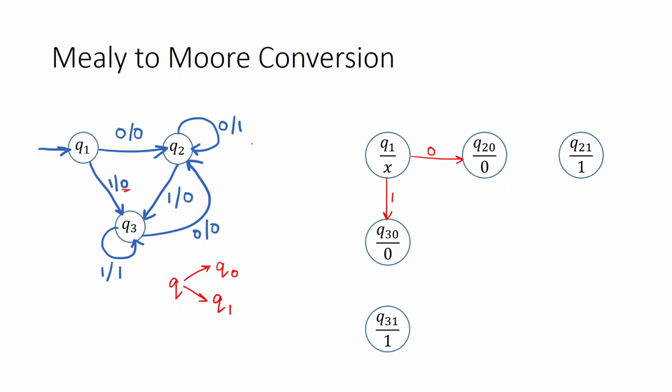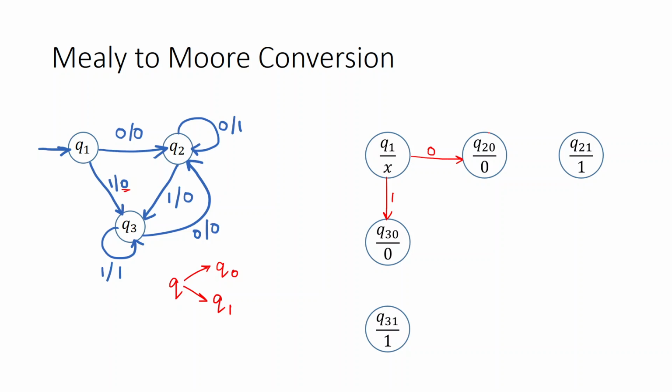Now here is actually some confusion. So you are starting from Q2, but here there is no Q2 state. What to do? Both Q2 0 and Q2 1 are basically the Q2 state. Only their outputs were different. That's why you have demarcated these states differently. So when you are looking at Q2 0 here in the Moore diagram, you have to see the Q2 state in the Mealy diagram.